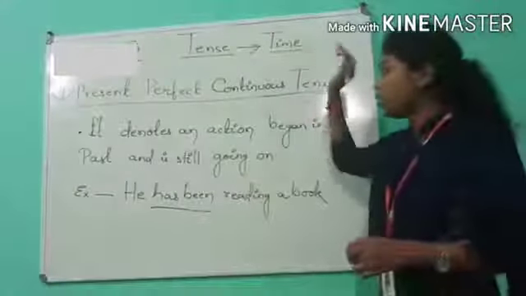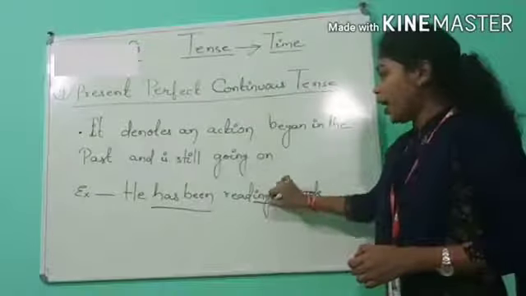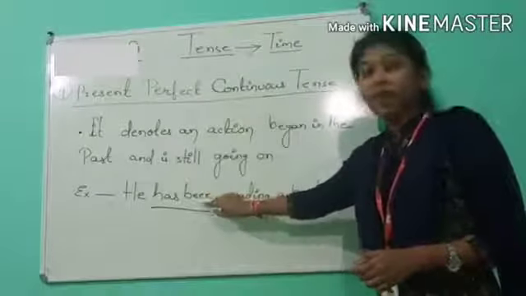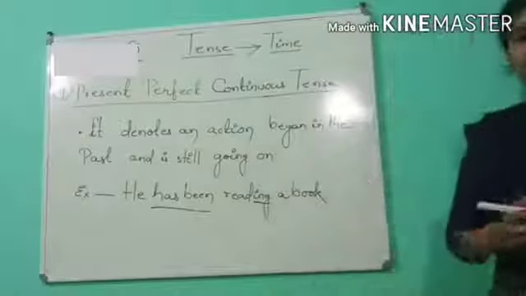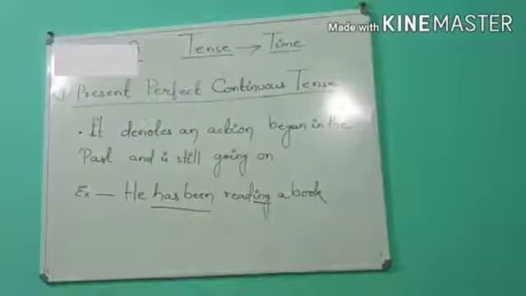As we know, in continuous we use the ing form and again has been. That means it is in a continuous process. So have a look at the board and try to understand and write it down in your notebook.